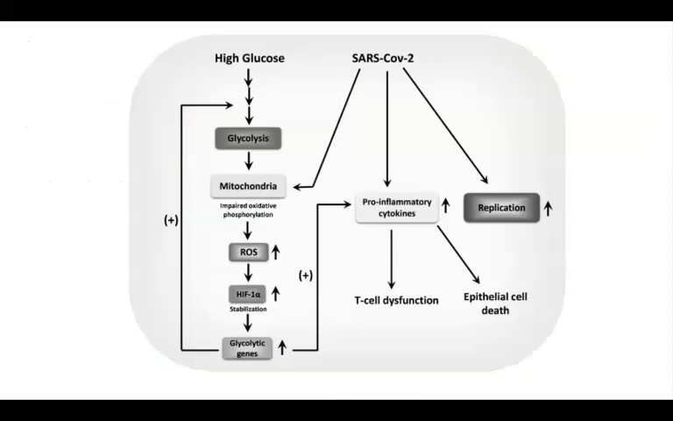Again, this is a slide to summarize the processes that occur with SARS-CoV-2 infection. There is altered glucose metabolism, increased pro-inflammatory cytokines leading to T cell dysfunction and epithelial cell death, and increased replication of the virus as a result of these processes. And these are potential areas of target by 2DG.